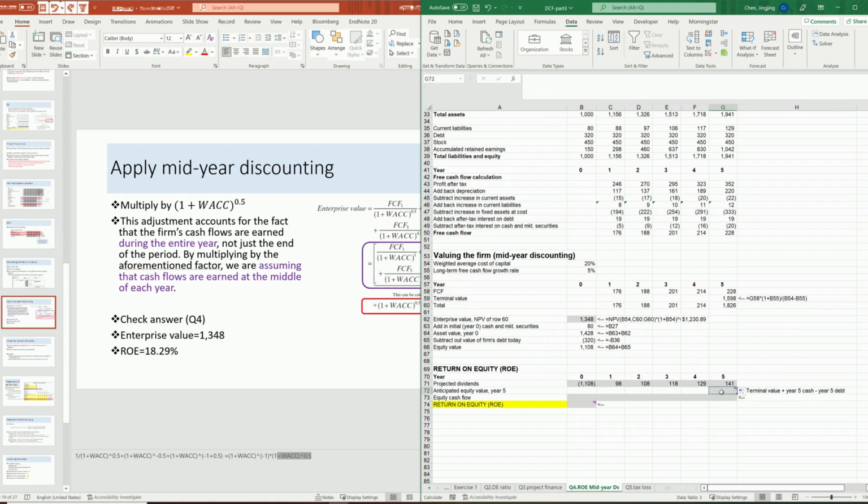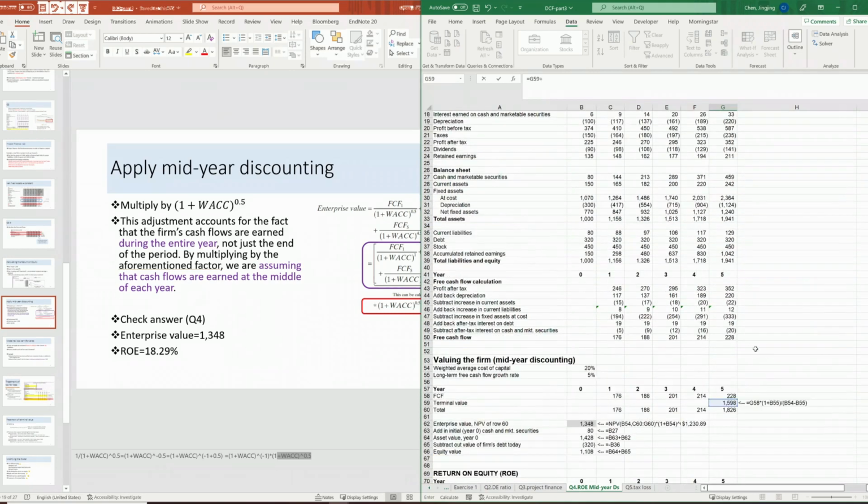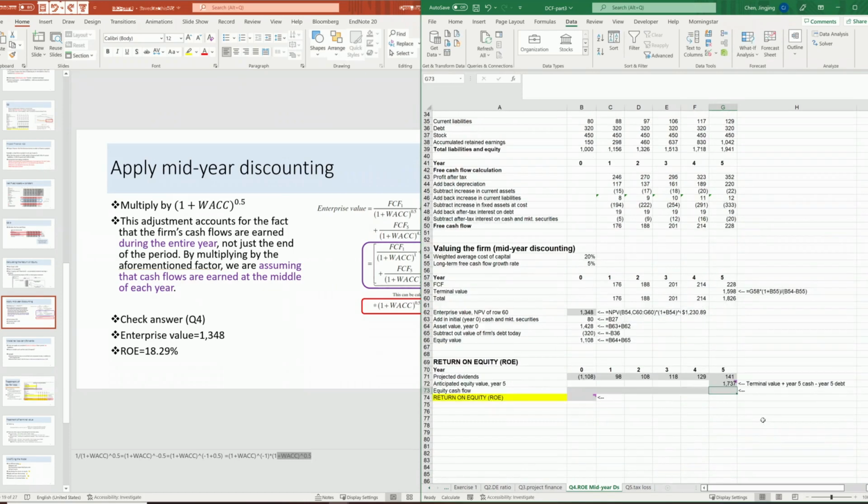And let's say we sell the company at year 5. So it will be equal to the terminal value in year 5 plus everything left in year 5. So it's the cash, and they also need to pay off the debt, so subtracting the debt. Equity cash flow will therefore be the sum. The rate of return is the IRR.